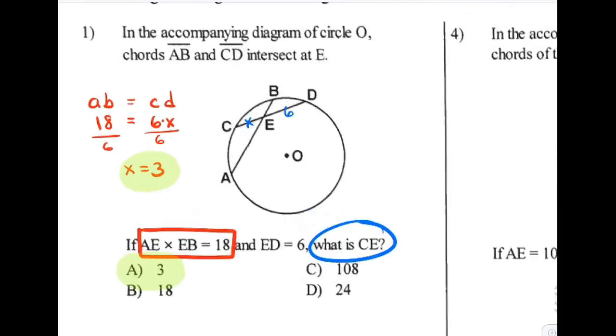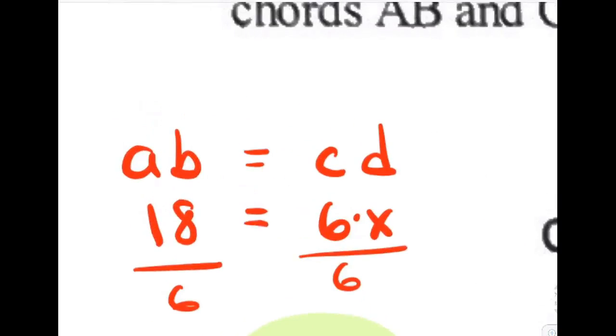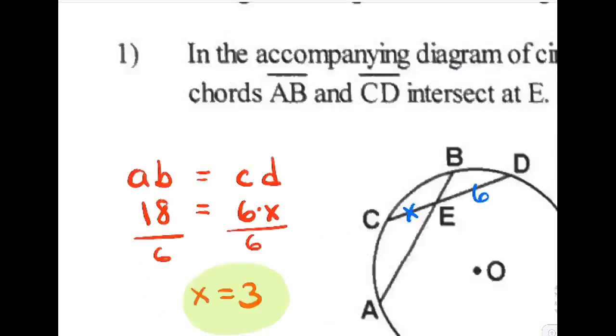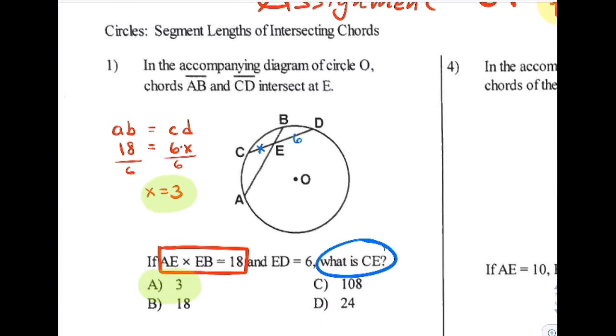So some classes saw number 1, but remember that that's the formula, AB equals CD. So all it means is that that part times that part equals that part times that part. And this one, they told us where the 6 was, CE. They told us that ED was 6. They want us to find CE, which is X.